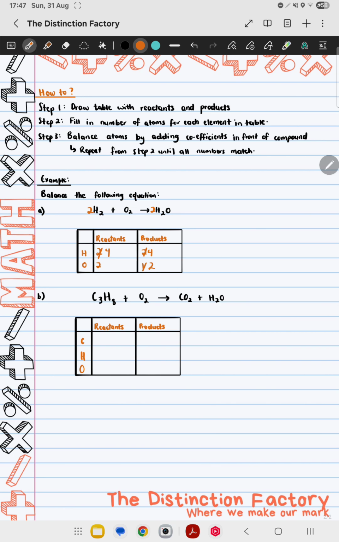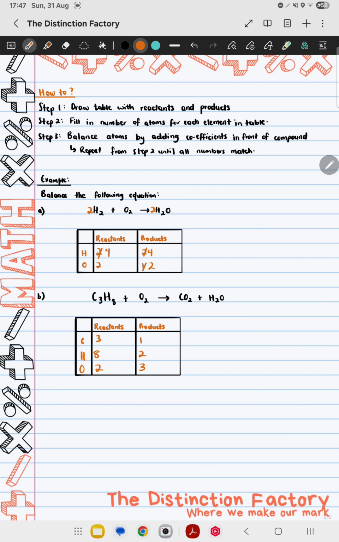Let's start by counting how many C atoms we have for our reactants. We have 3 of those. We have 8 H's. And we have 2 oxygens. Then if we go over to our product side, which is here, we can see that we've got 1 carbon. We have 2 hydrogens. But for the oxygens, we've got 2 oxygens here as well as the 1 oxygen here, giving me a total of 3 oxygens.